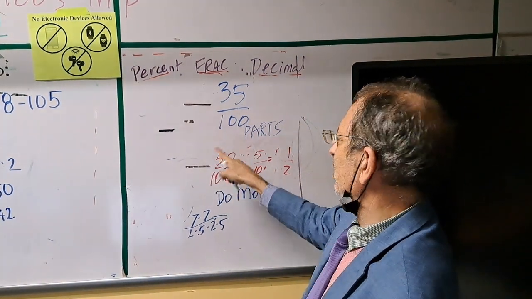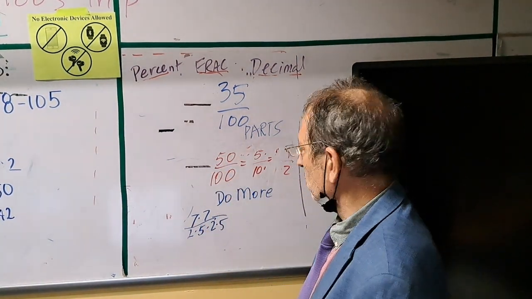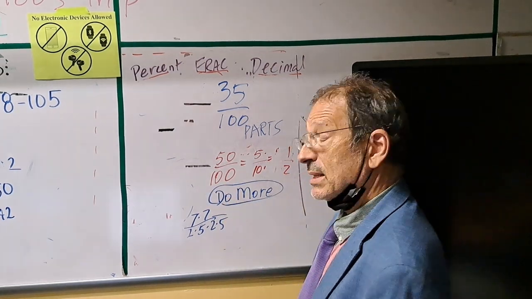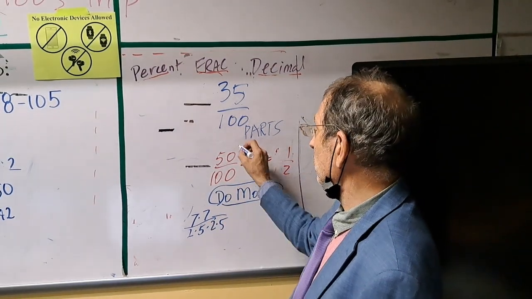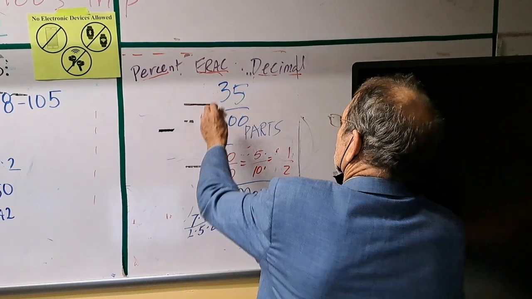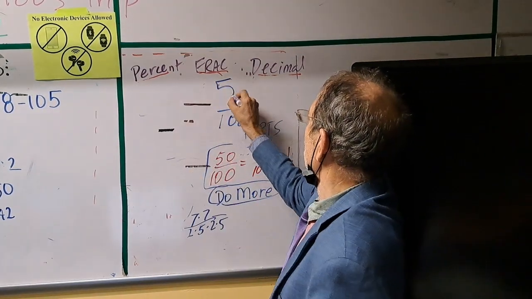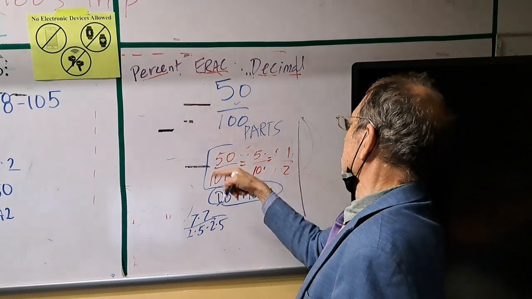The question is, when you get a really weird fraction, I mean, 50 over 100 we can do something with. My student said, do more. We don't leave it at 50 over 100. We can take it down.